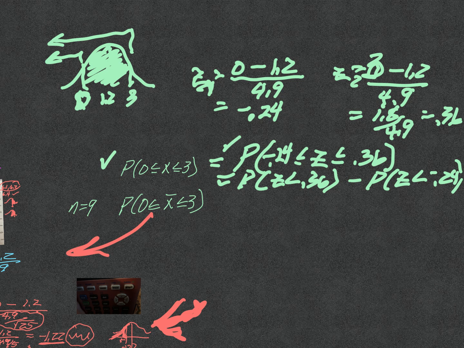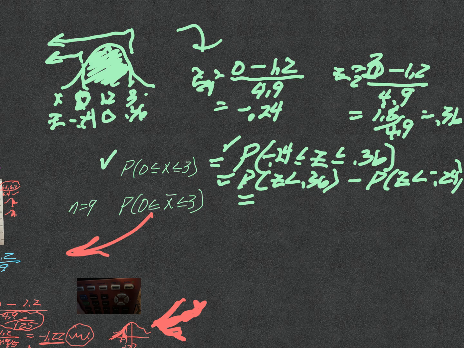Now, if you change these to z-scores, you get exactly the same picture, but the z-scores are now negative 0.24 and 0.36, which correspond to the x values of 0 and 3. So we've done the transformation. There's our picture, here's our conversion to z-scores, here's our probability statement. And now we can look those up in the table.